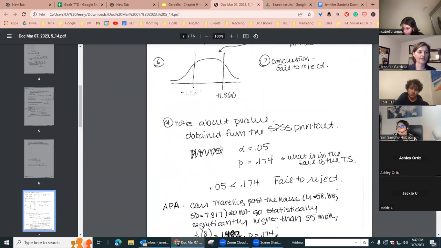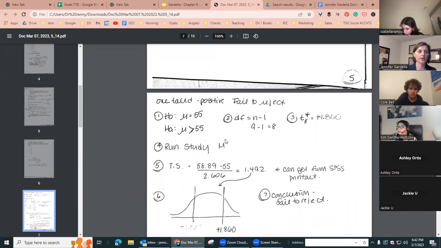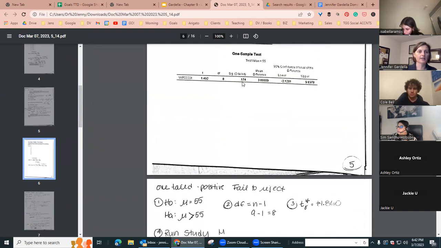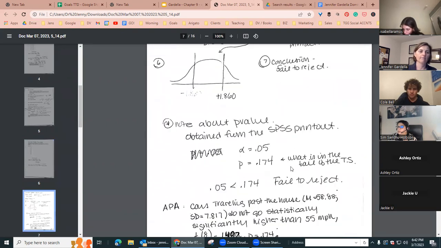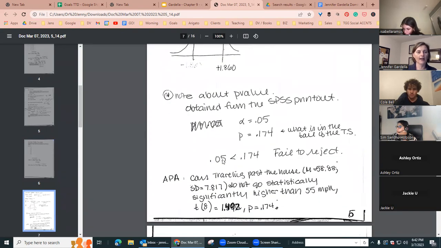And then I listed a little bit more about p-value. I already knew from the printout with this p-value, 0.174, 0.05 is less than 0.174, therefore we fail to reject.